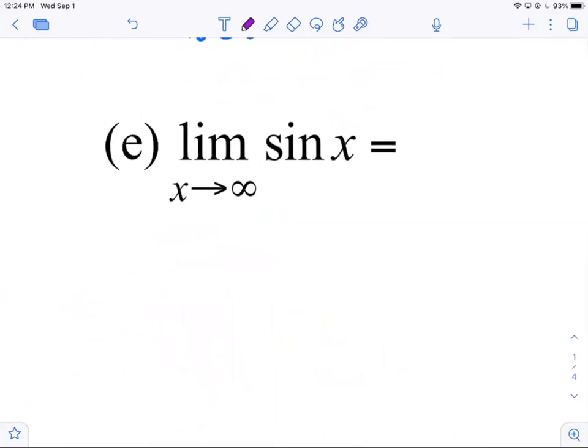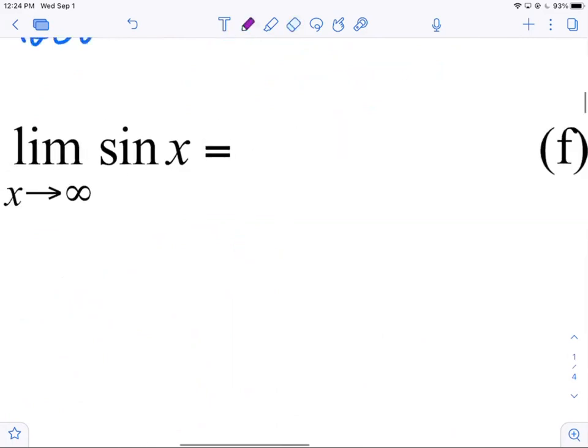Sine of x as x goes to infinity. Is sine of infinity an acceptable answer? No, in fact, that causes heart attacks, right? So just think about the graph of sine as you go out to the right forever and ever. It's going to oscillate between 1 and negative 1, 1 and negative 1, forever and ever and ever. Are we ever going to stop oscillating? No. So is there any limit to what the values are going to be? It's got to be DNE.